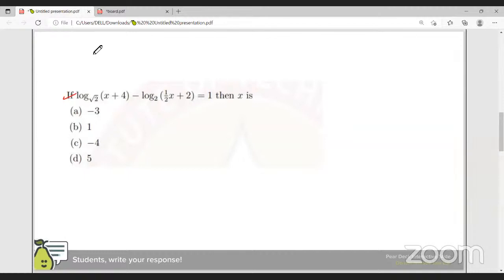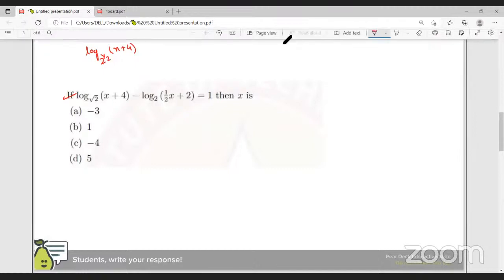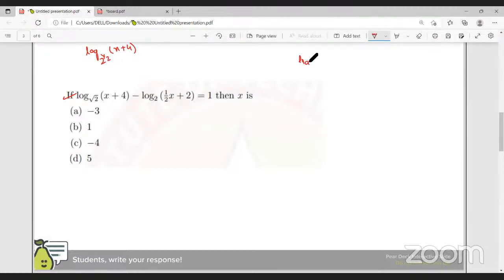Sir, root 2 we can write as 2 to the power 1 by 2, and x plus 4 to the power 1 by 2. Then we can apply the power rule and base change rule. So log of C to the base A to the power B equals 1 by B log of C to the base A. So what will be the simplification of this? 2 log of x plus 4 to the base 2.